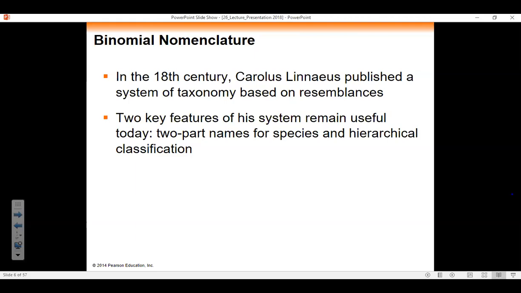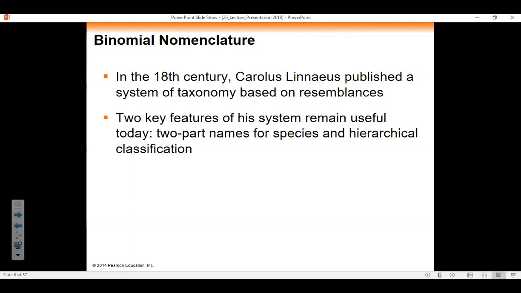All right. So before him, they were still using Aristotle's two groups. We had plants and we had animals. And that wasn't very good in grouping organisms because it left out a whole bunch of them. So Carolus Linnaeus came through and started working on taxonomy. And he was the one that came up with our binomial nomenclature.